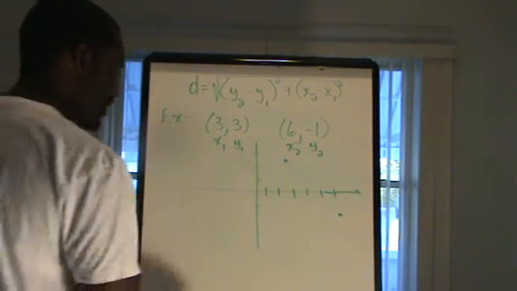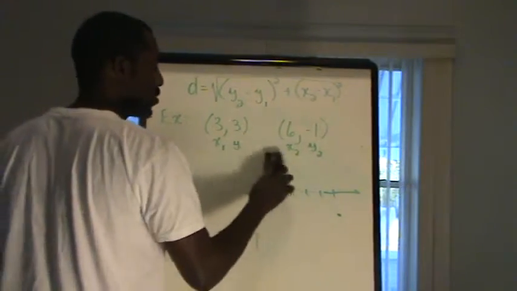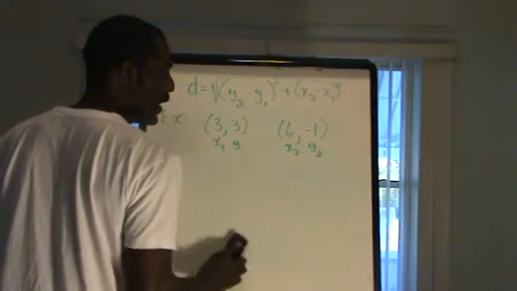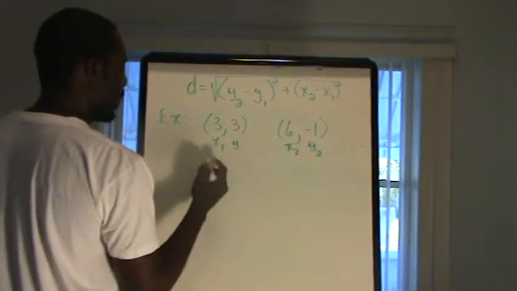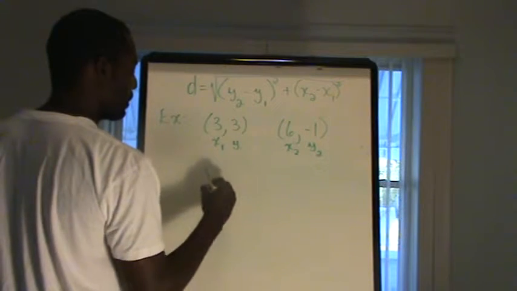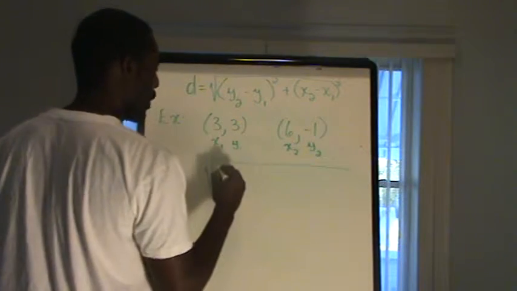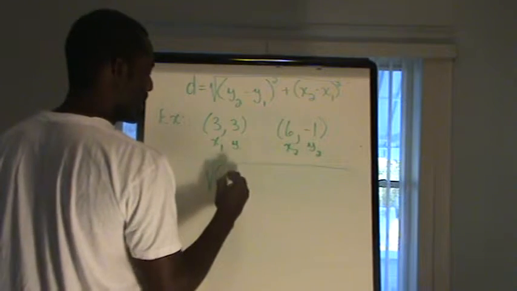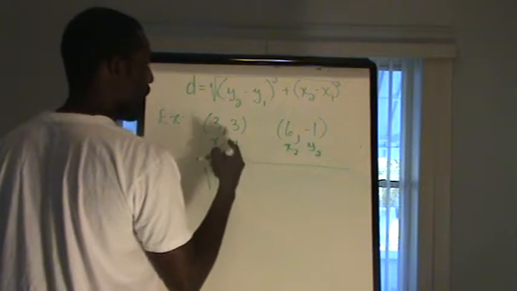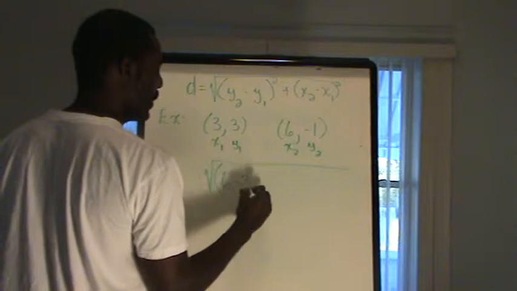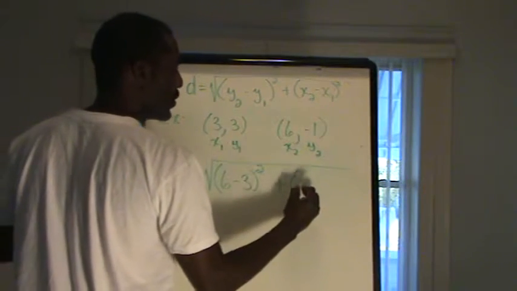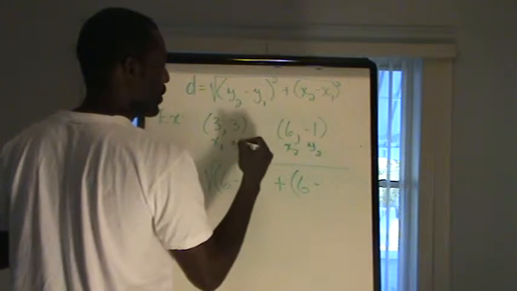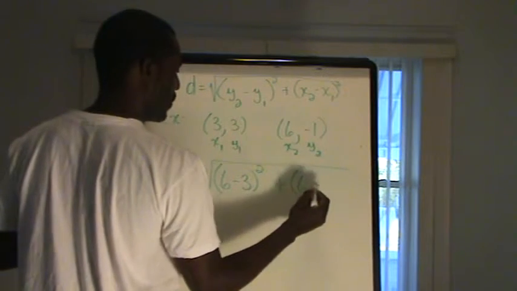So this problem basically just involves a bunch of computation and making sure that we can actually reduce the square roots if we need to. Okay, so let's take a look at this. So the distance between these 2 points is given by the square root of y sub 2, which is 6, minus y sub 1, which is 3, and then I want to square that, plus x sub 2, which is 6, minus x sub 1, which is 3.